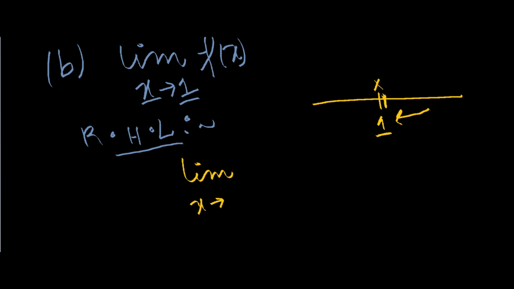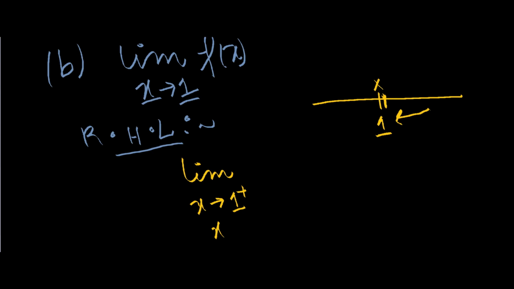Okay, so limit x tends to 1, and this plus means that x is approaching from the right side. It doesn't mean that x is approaching positive 1. It does not mean that. It means that x is approaching 1 from the right hand side.